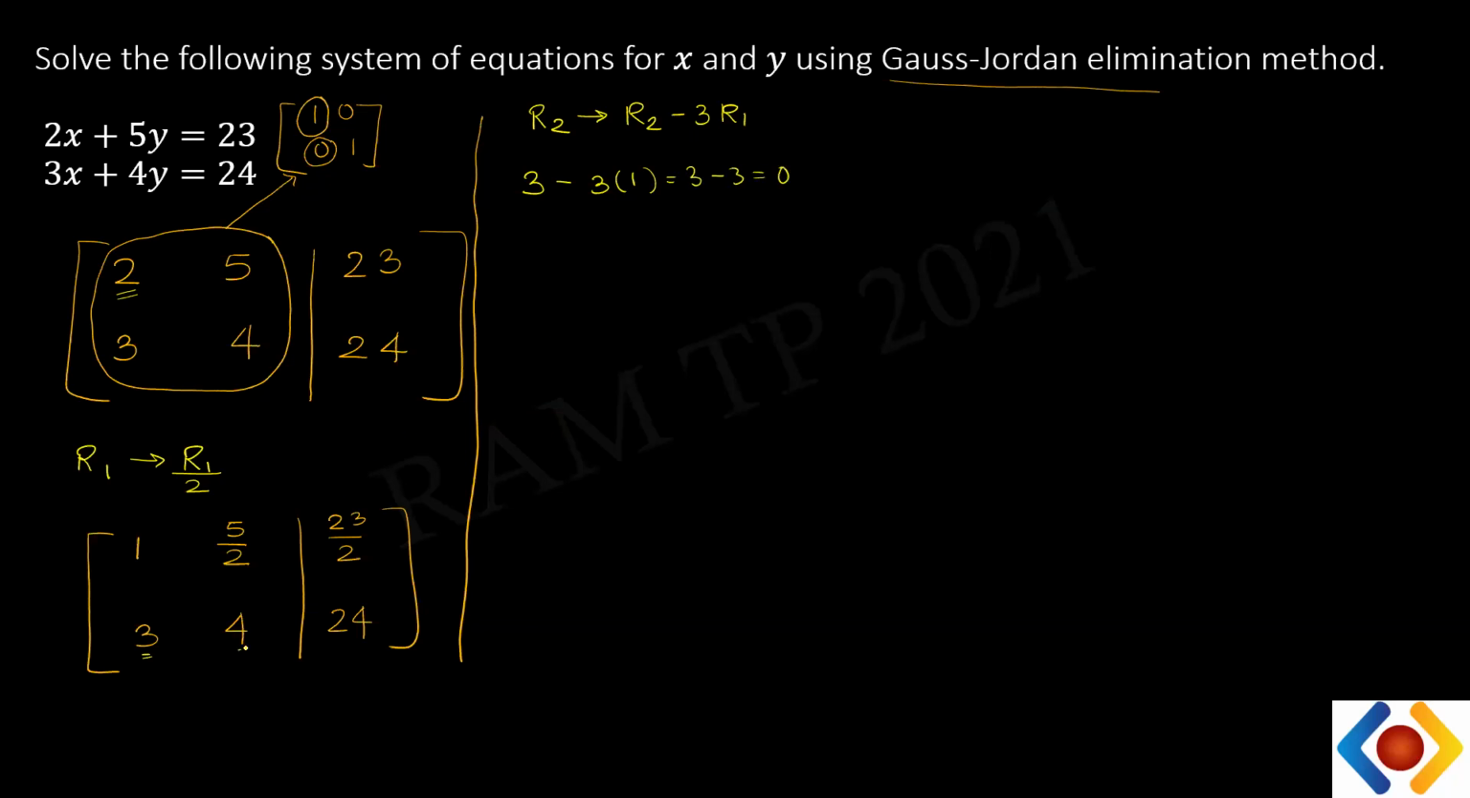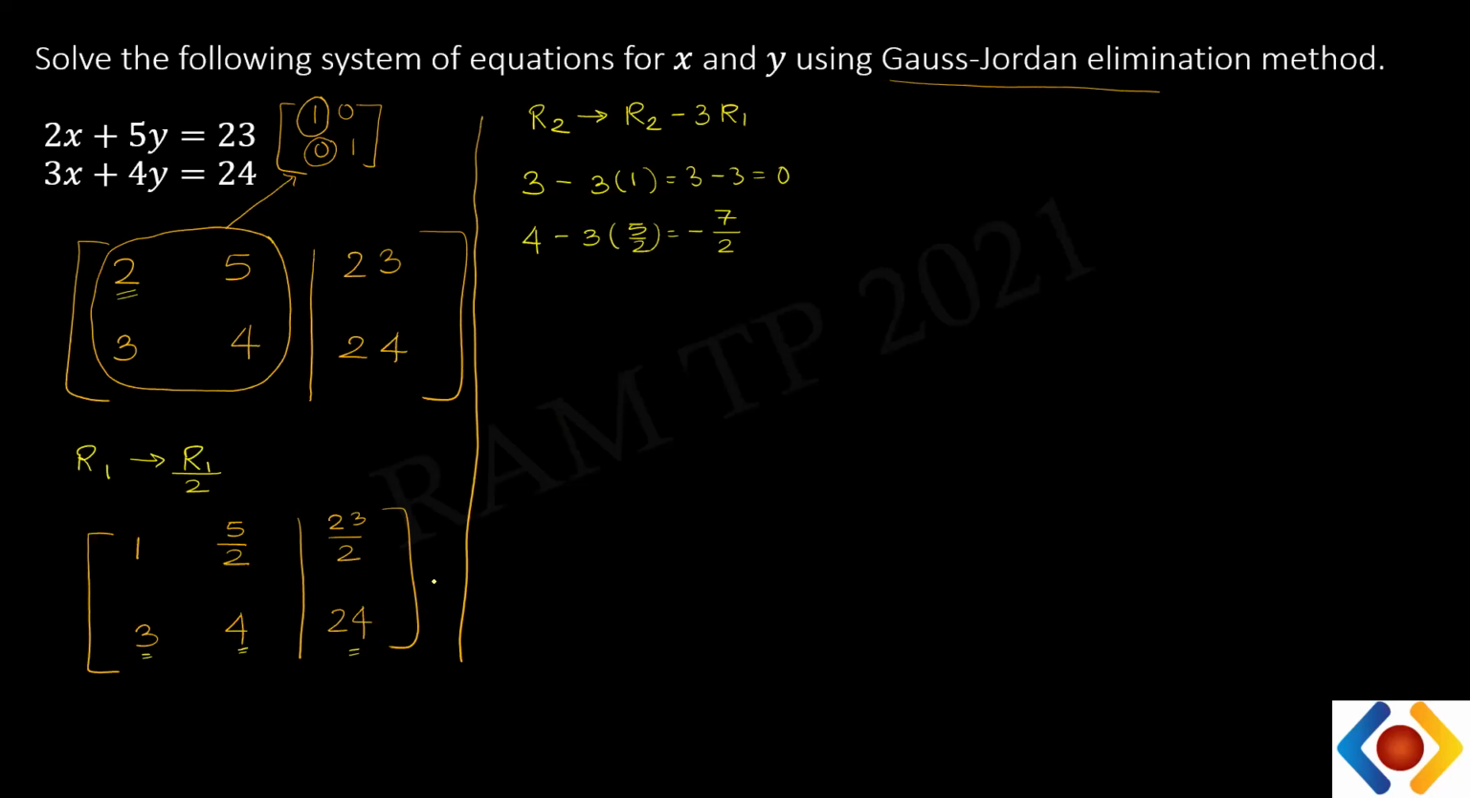Fine. Second element, 4 minus 3 times the corresponding 5 by 2. So this is 5 3s are 15, 15 by 2. So 4 2s are 8. 8 minus 15 comes to minus 7 by 2. Yes, minus 7 by 2.